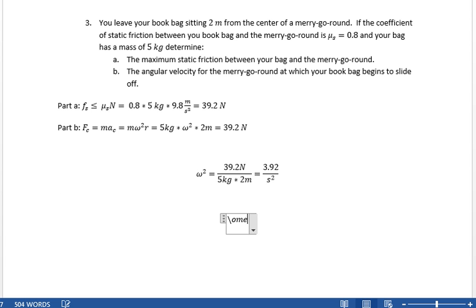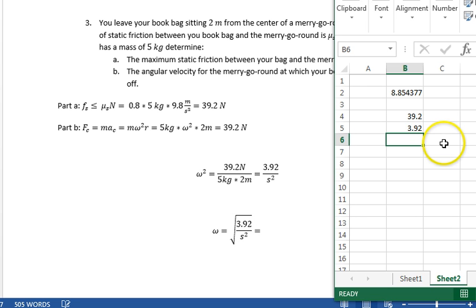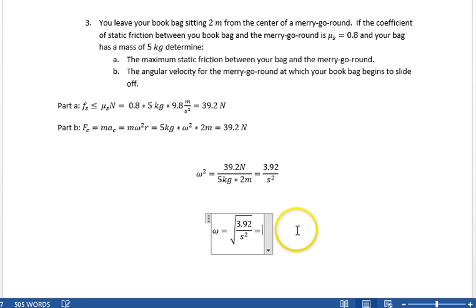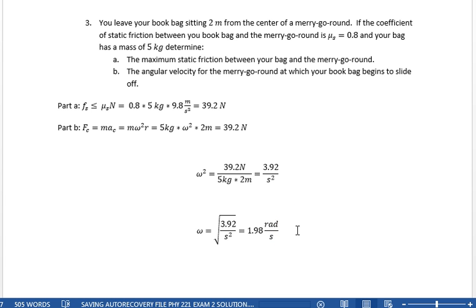Right? So omega is the square root of that, 3.92 per second squared. All right, let's get the square root of this. And I get 1.98, all right, 1.98 radians per second. At 1.98 radians per second, your bag begins to slide off. All right, that's it for problem 3.